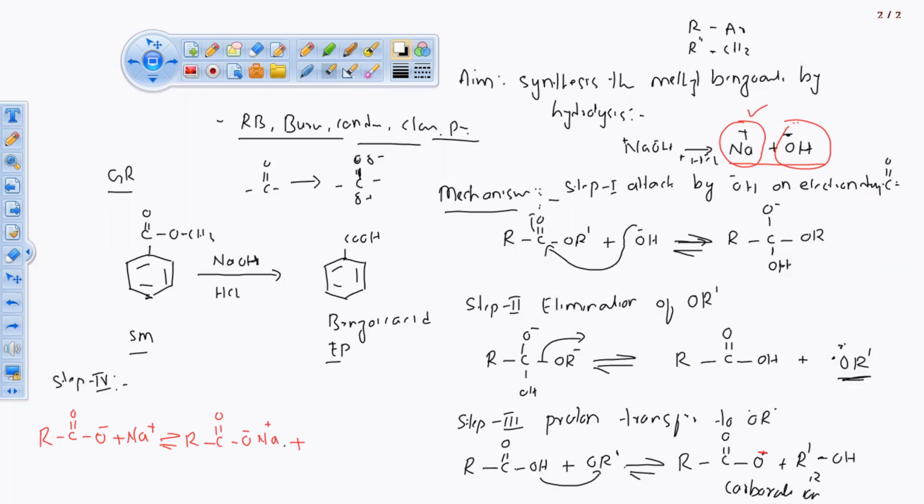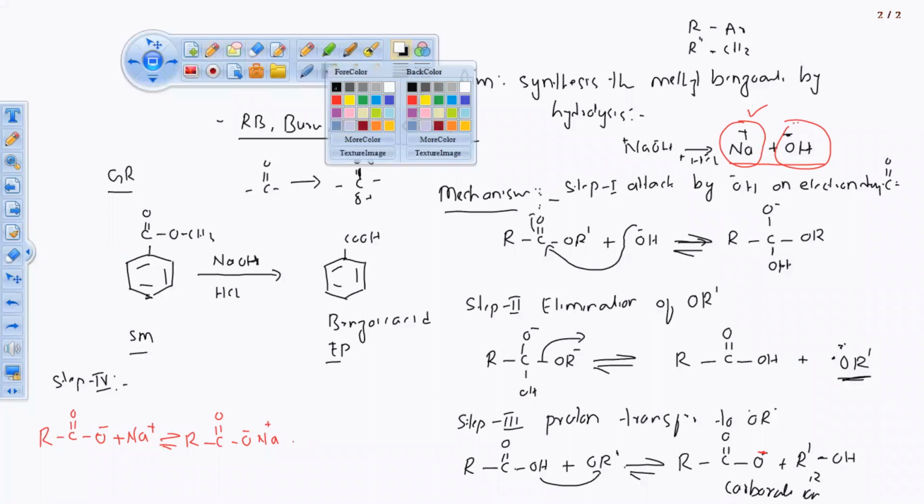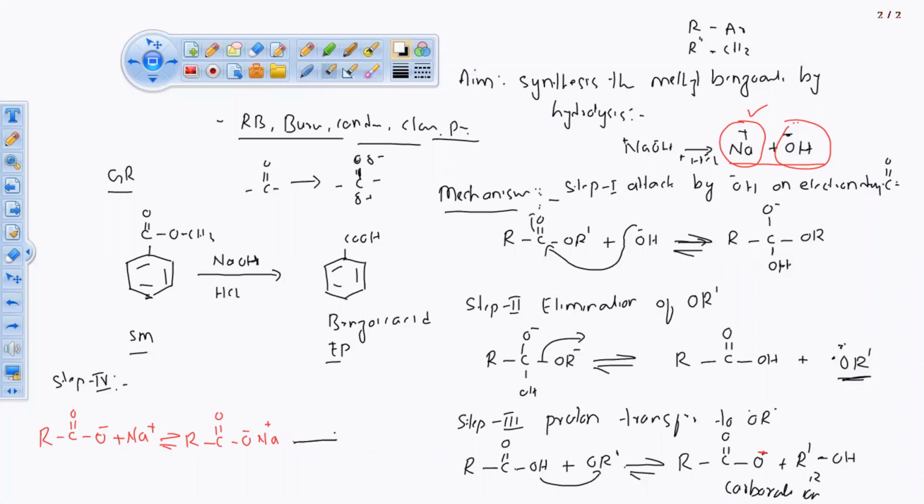The moment we add the hydrochloric acid, the sodium chloride will get eliminated and a proton will add up to this one. So here we are going to get our isolated molecule. So this is the condition. Sodium added, now we got this. To this we are adding HCl, a drop of HCl.